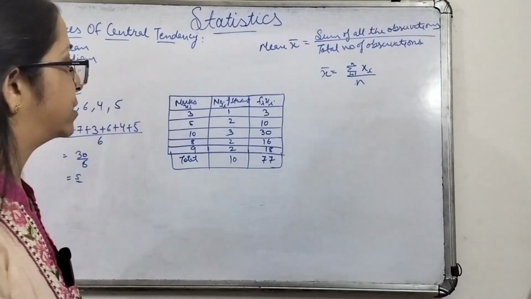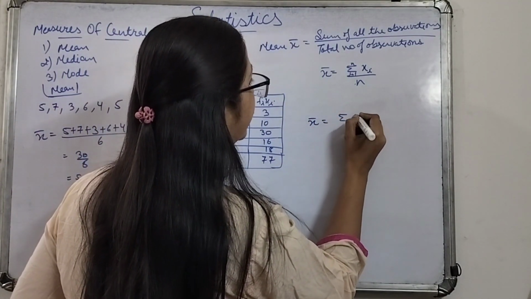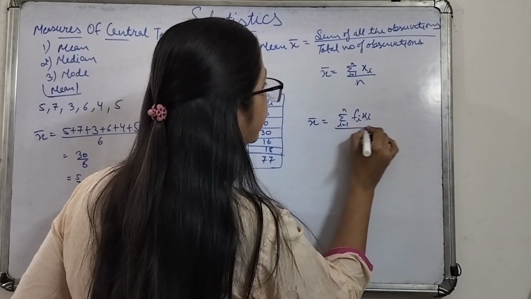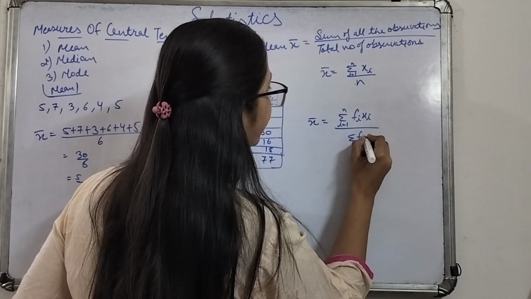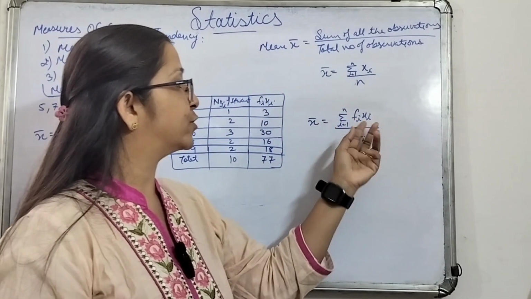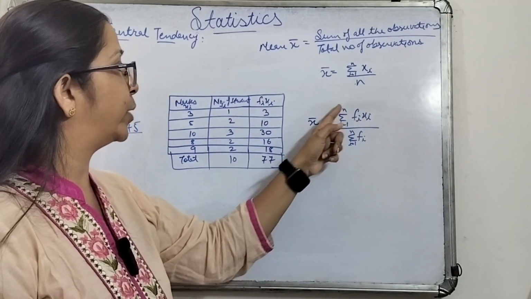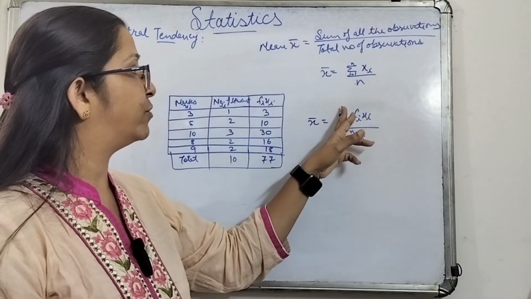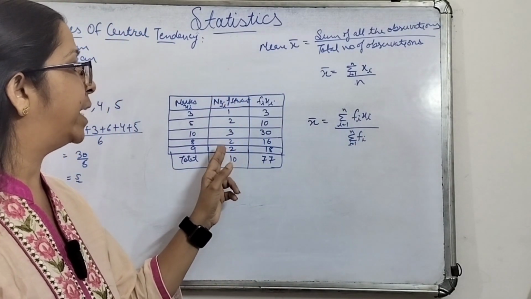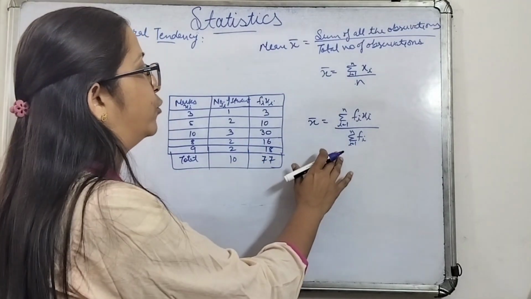So in these type of cases, your mean is given by summation of Fi Xi, where i varies from 1 to n, divided by summation of Fi, where i varies from 1 to n. So this is your multiplication. First of all, we'll be multiplying your Fi and Xi, and then we will be adding for 1 to n, divided by summation of Fi. Summation of Fi means the sum of all the frequencies, again where i varies from 1 to n. This is the formula for finding mean.